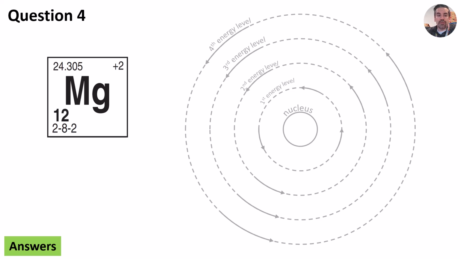So here's the answer to number 4. If we look at this, we've got 12 protons in the center, 2 electrons in the first energy level, 8 in the second, and 2 in the third.